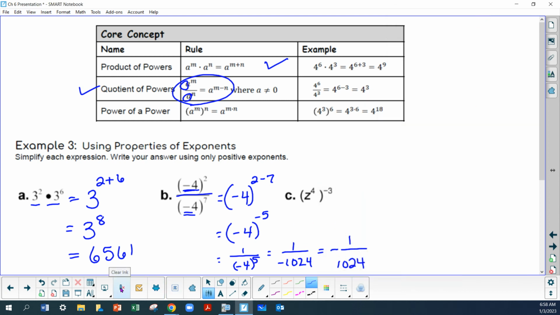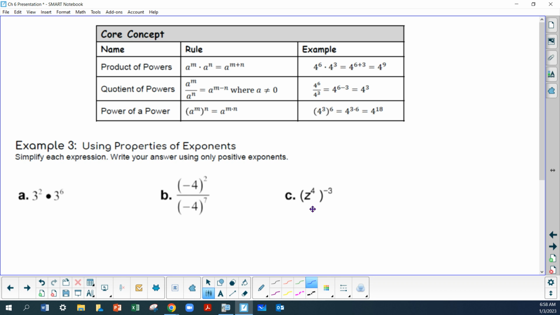On to C, I'm going to clear my page. C is clearly an example of power raised to a power. So in that case, we're going to take Z to the 4th and multiply the exponents by -3. We multiply those exponents. So this is supposed to look like a dot, and that's going to give me Z to the -12. Oh, and we understand what a negative exponent does. It moves it down below. So now I get 1 over z to the 12th.